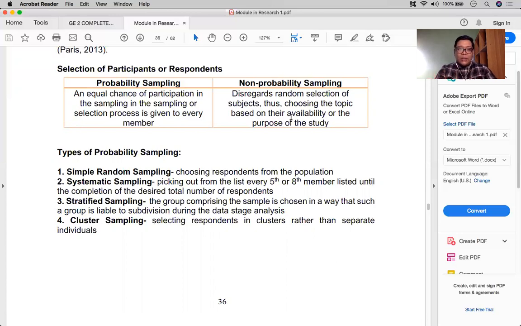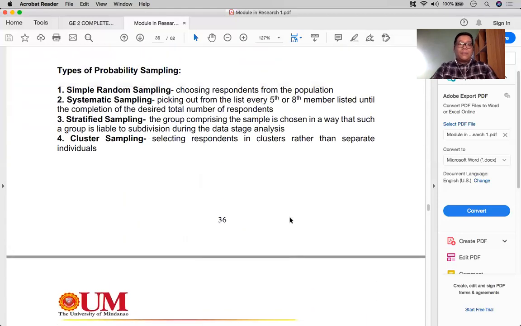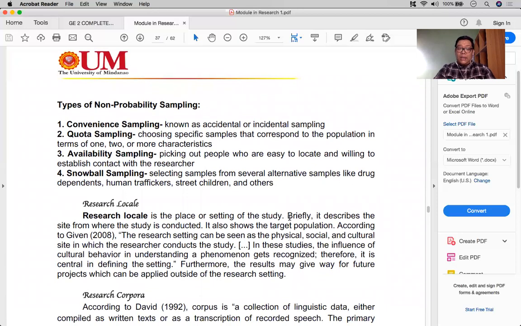You cluster, you narrow down so that you could get into the smallest cluster. And then within the smallest cluster, you can use any of these existing probability sampling procedures. You can use simple random sampling already or systematic sampling. It depends on you. So if we have probability sampling, we also have non-probability sampling.